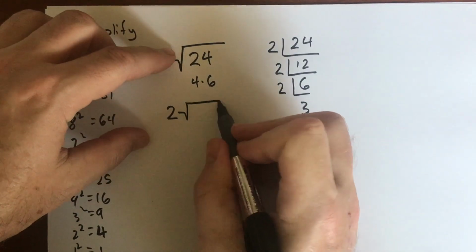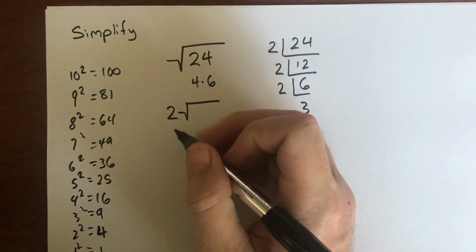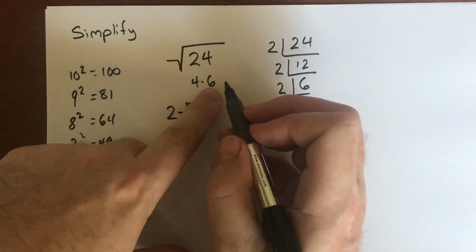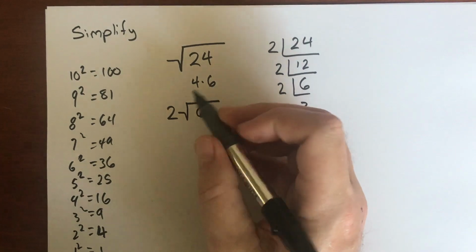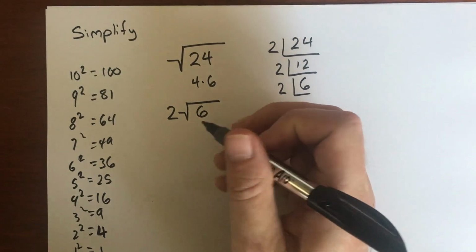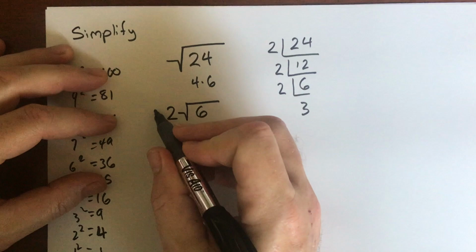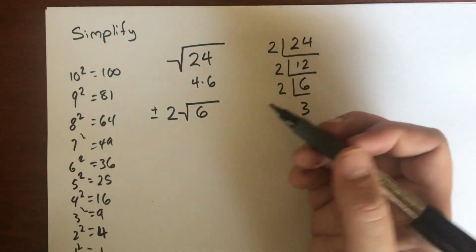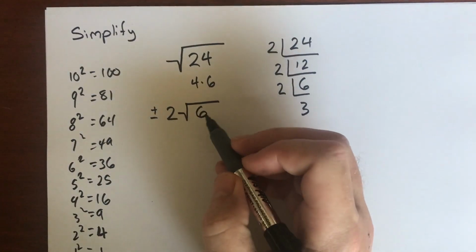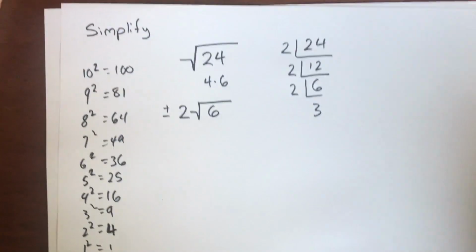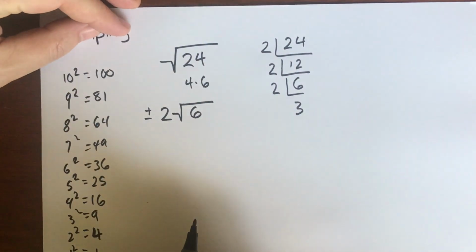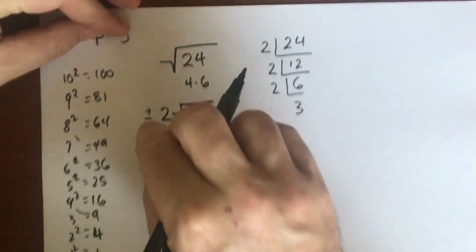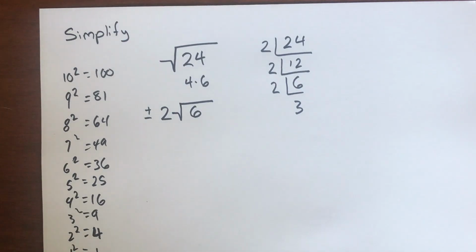It's still going to be touching the radical because it's going to be multiplying whatever the square root of 6 is. 6 is not a perfect square. It's made of 2 primes, 3 and 2, so I can't reduce it anymore. Of course, this would be positive or negative because we still don't know. This is the simplified version. All you're doing is pulling out perfect squares, taking their roots and plopping them in front of the radical sign.